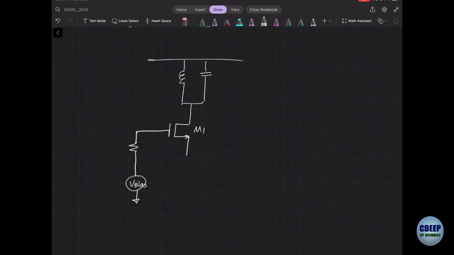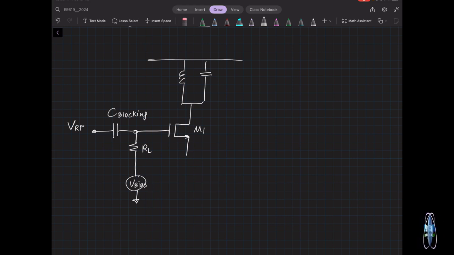Okay. And this is my R large. And then here, I'm going to capacitively feed VRF. And this is our C blocking. What does this mean? From DC point of view, C blocking disconnects the AC part, correct?